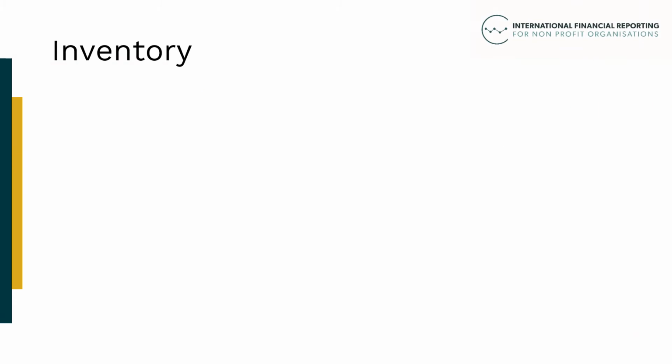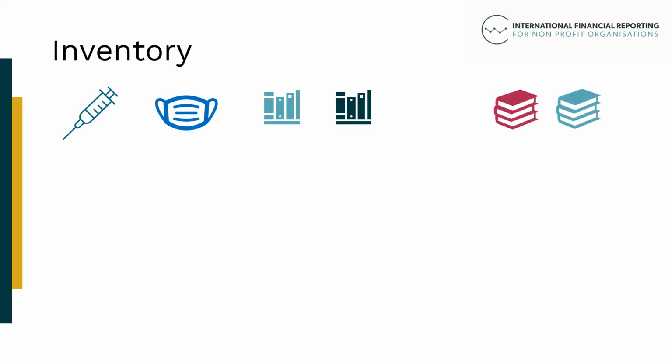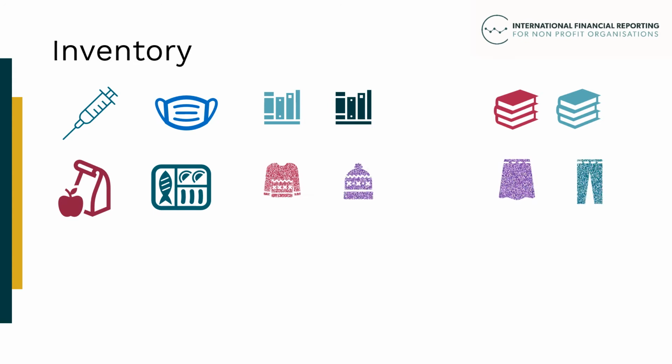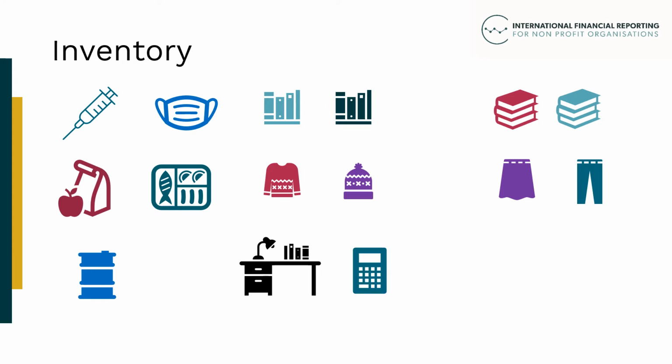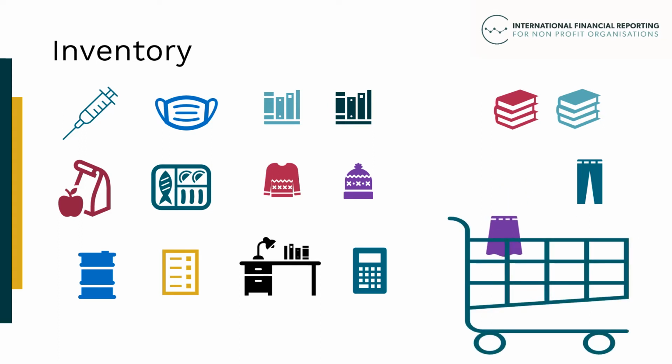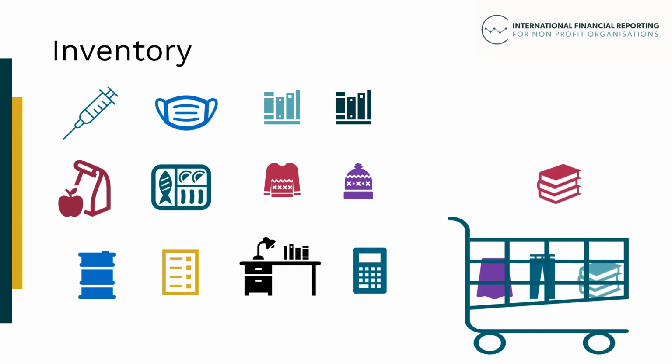NPOs hold a wide variety of inventory. Examples include medical supplies, textbooks, food, clothing, fuel, furniture, equipment, and leaflets. NPOs may hold inventory for commercial purposes, for example, items held for sale in shops to generate revenue to support the work of an NPO. NPOs may also hold inventory to be used directly in meeting their objectives. Such inventory may be held for direct distribution to service users, or may be held for use by an NPO in delivering services.